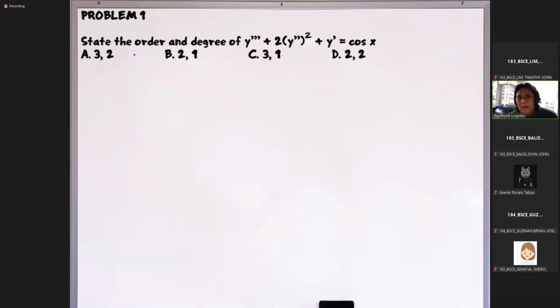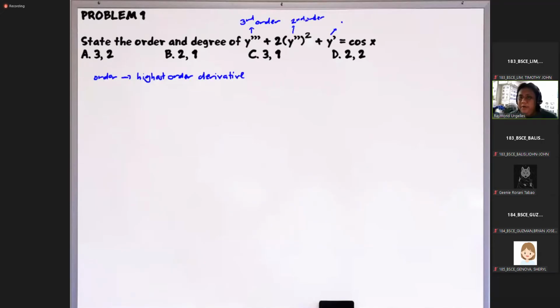Let's discuss the order and degree of a differential equation. What we remember is that the order is the highest order derivative in our differential equation. For example, here we have a third order derivative, because it is the third derivative. This one is a second order derivative. Second order.